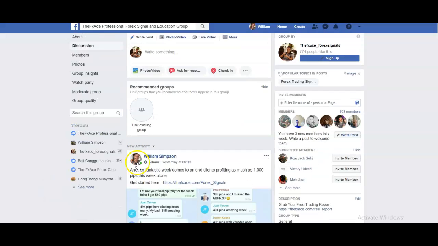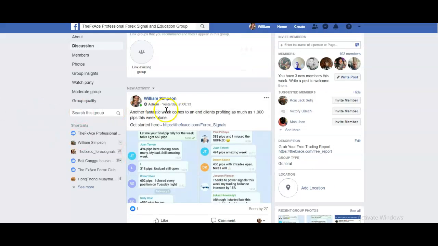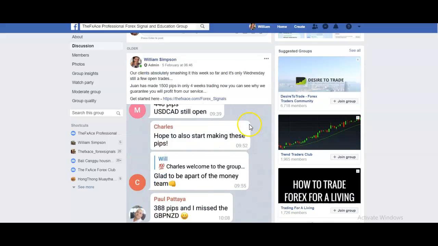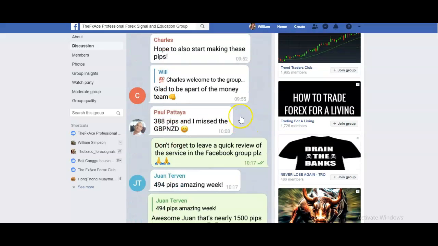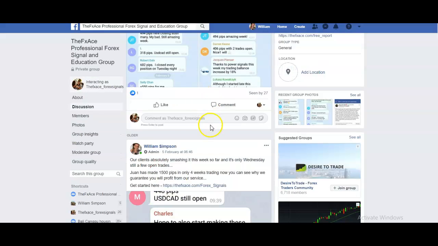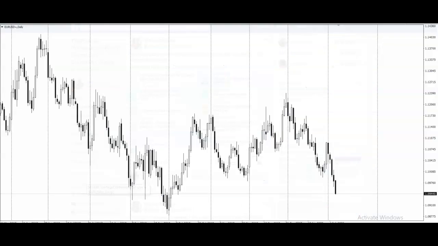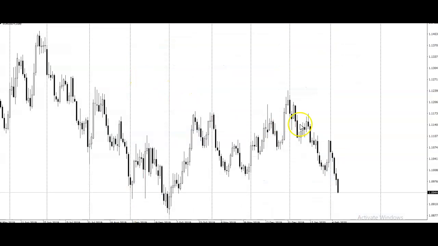Okay, so we had a fantastic week last week. Some clients made as much as 1,000 pips with their signals last week, and it's been an excellent start to 2020. Last week's free trade was on the British pound Kiwi, and it was a cracker. From the open of the market last week, it dropped and went straight to take profit, profiting over 300 pips. So that was a great trade last week.